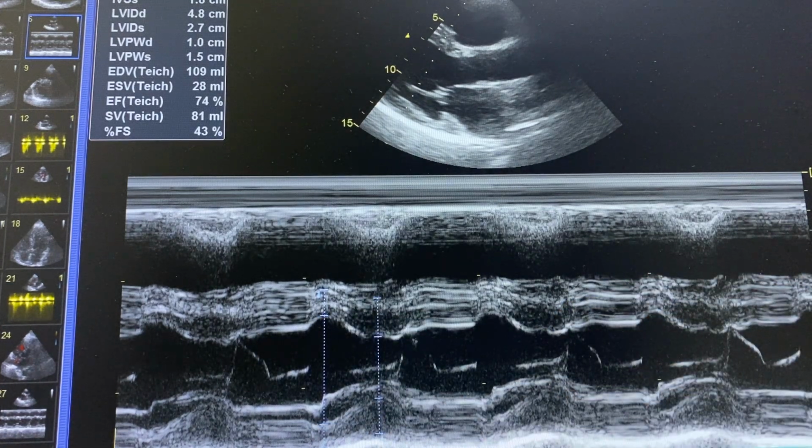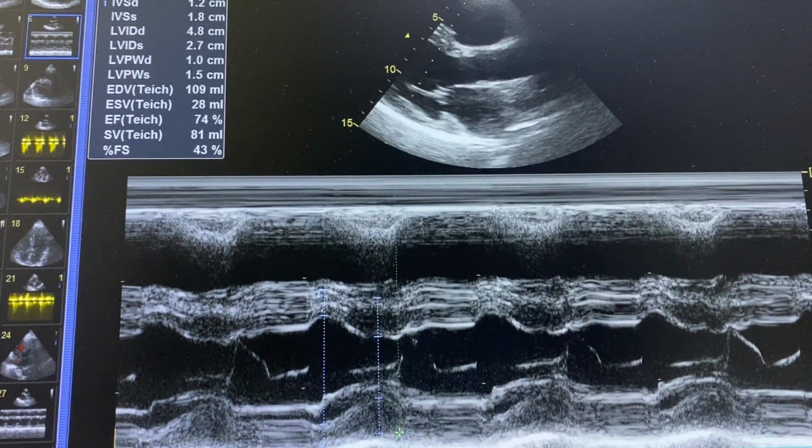These are dimensions. They are not volumes we are measuring. We are measuring dimensions, but the machine can convert them into volumes and give them to you, because it has the algorithm. It knows the shape of LV, and if you give it this dimension, it can find the radius and give you the volume. Yes, these are the things we do on M mode at the level of LV.